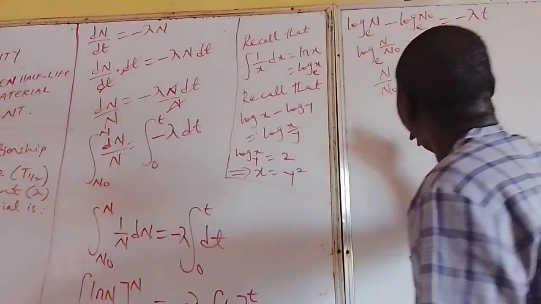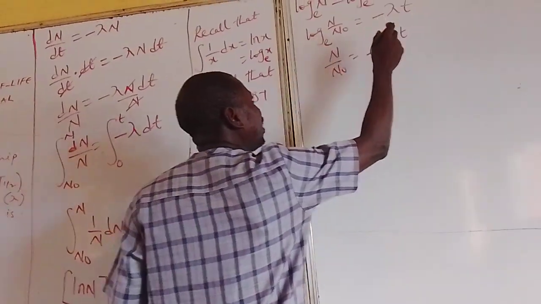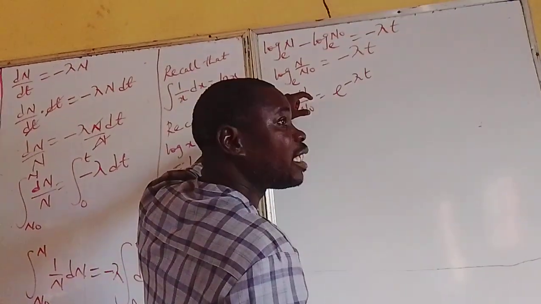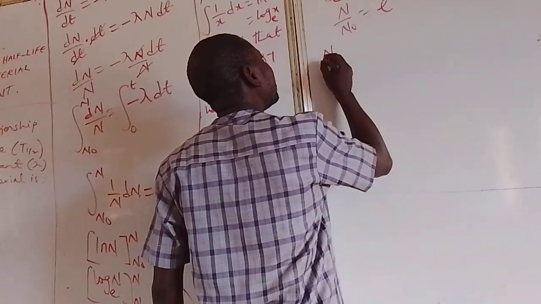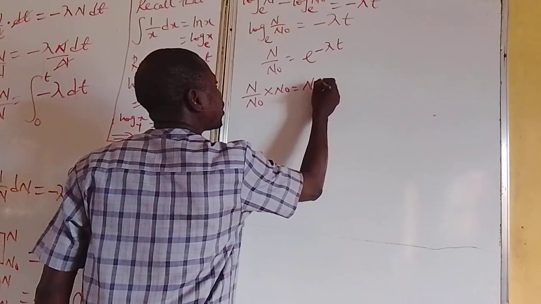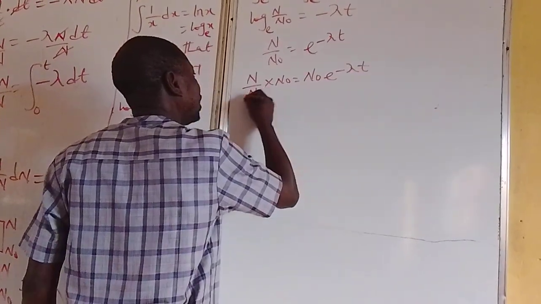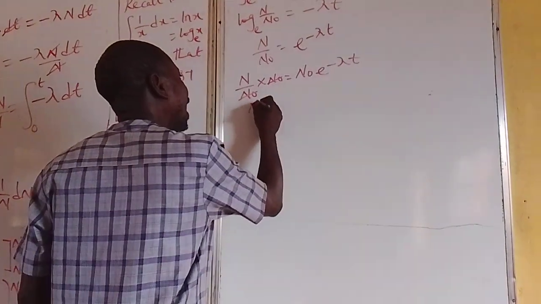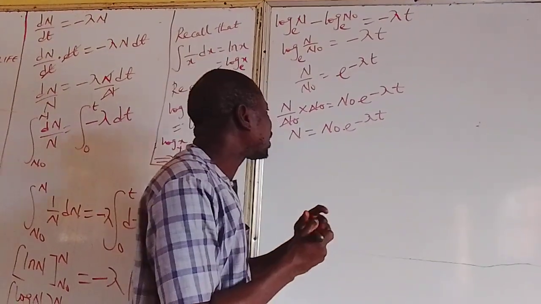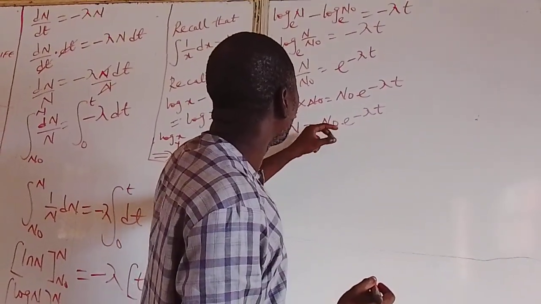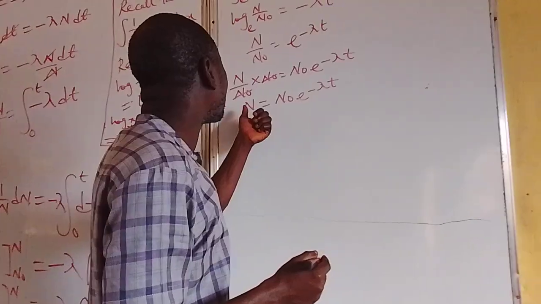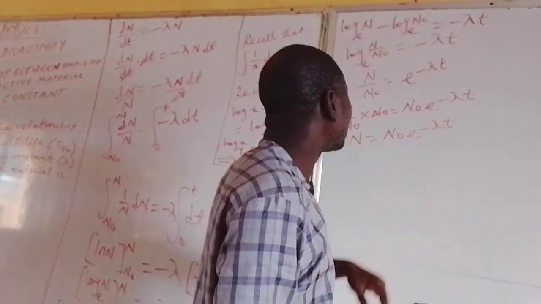So having written this, that means N over N naught is equal to exponential negative lambda t. If I multiply through by N naught to make N the subject, I have N over N naught multiplied by N naught is equal to N naught exponential negative lambda t. So this N naught crosses out this N naught. So N is equal to N naught exponential negative lambda t. We should note that this N naught is the number of radioactive material originally present, while N is the number of radioactive materials left after decay or disintegration.